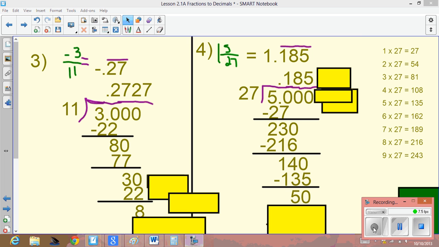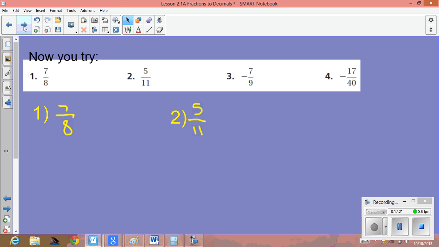Okay, now we're going to go to the next page. If you need to pause this and write any notes down, please go ahead and do so. The next page will have some sample problems for you to try. All right, take a few minutes. Write numbers 1, 2, 3, and 4 down. These won't be as long as the examples we've done together, and we'll go over these in just a minute.